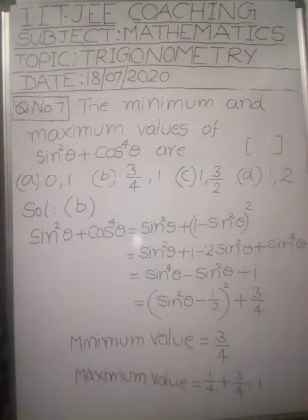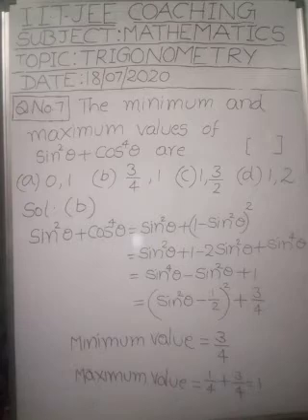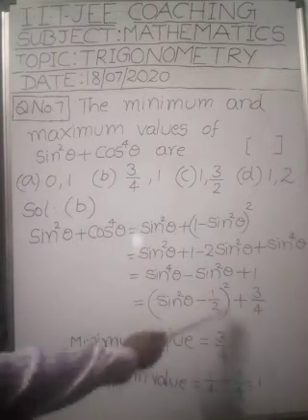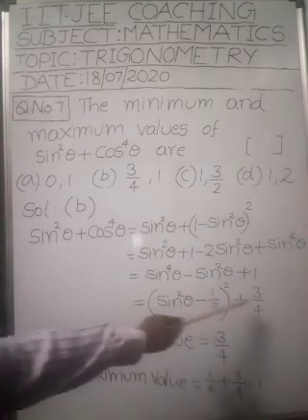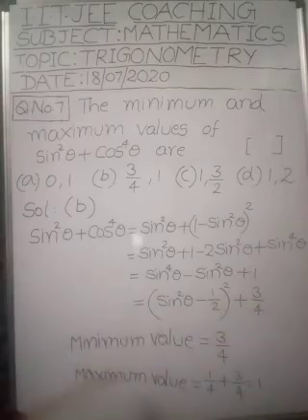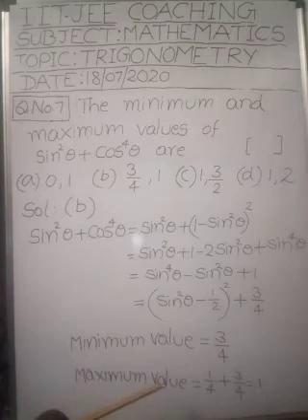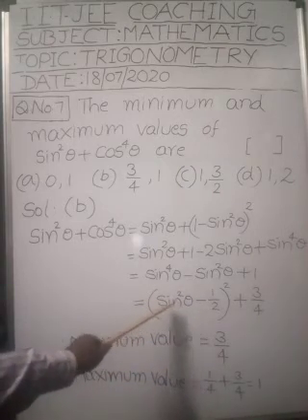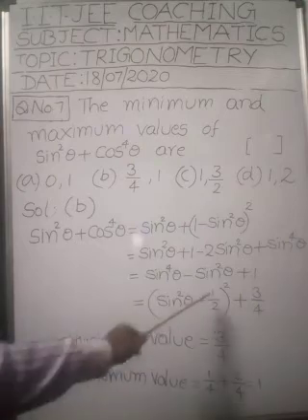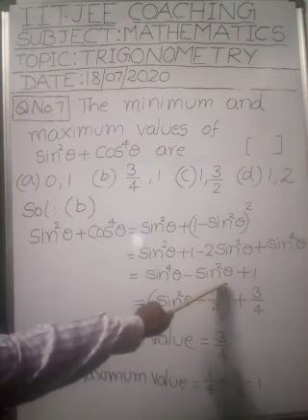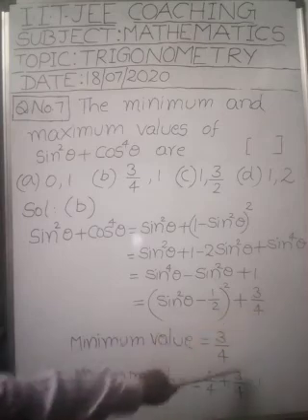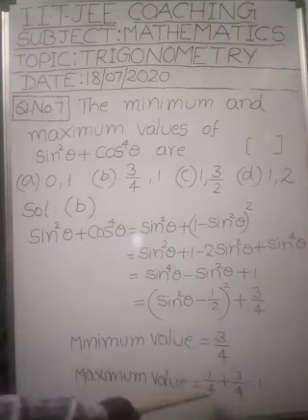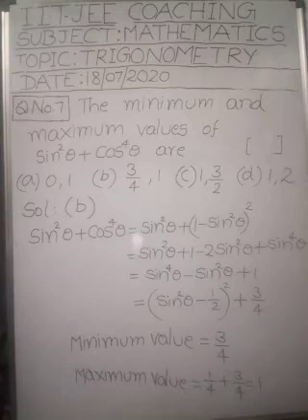Now, if the entire value is 0, if this entire value is 0, then its value is 3/4. That is the minimum value. And the maximum value: suppose sin^2 theta value is 0, then what will you get? (1/2) whole square means 1/4 plus 3/4. By simplifying these two terms, what will you get? 1. Understood, my dear children?